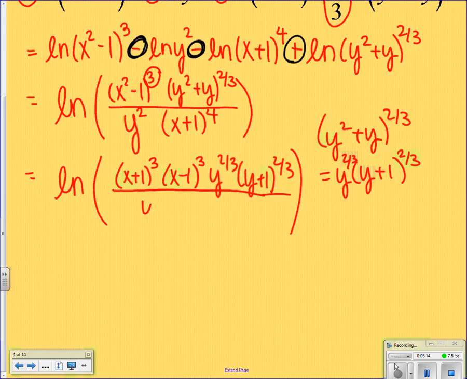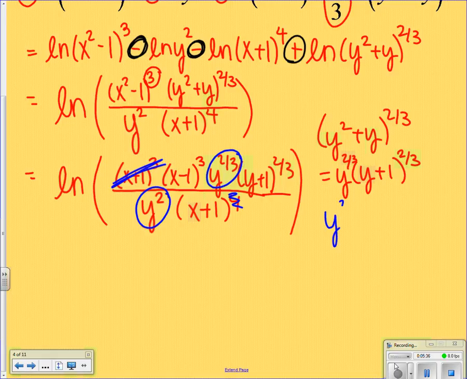And then we have y squared and x plus 1 to the 4th. So now we can cancel all three of these with all but one of those x plus 1s in the denominator. And then this y squared and y to the 2/3, you can subtract. You can say 2 minus 2/3, and that's going to give you 4/3. So that's what we would be left with in the denominator.